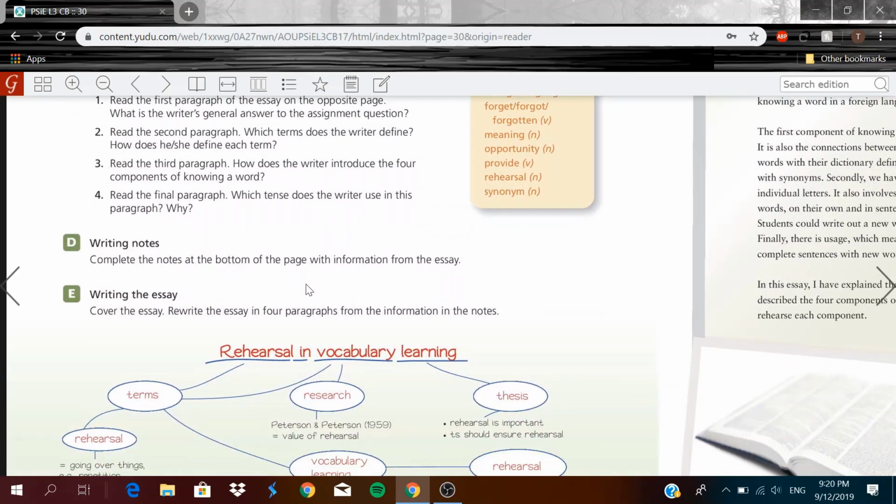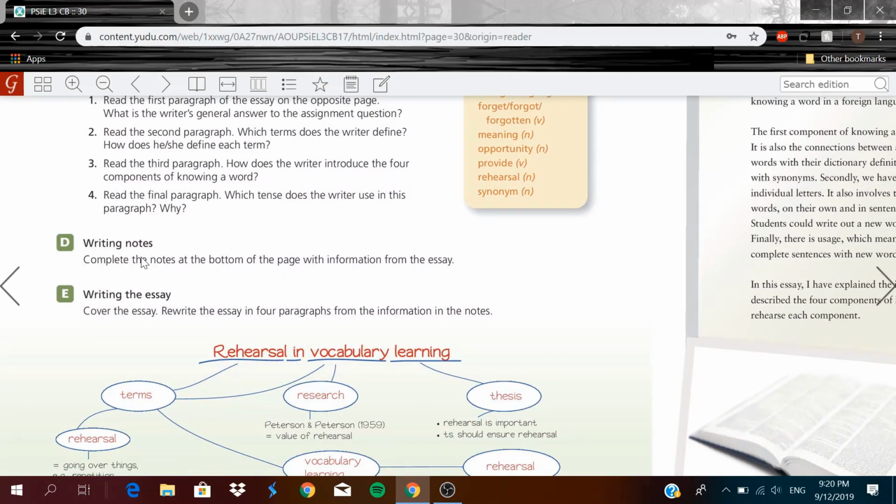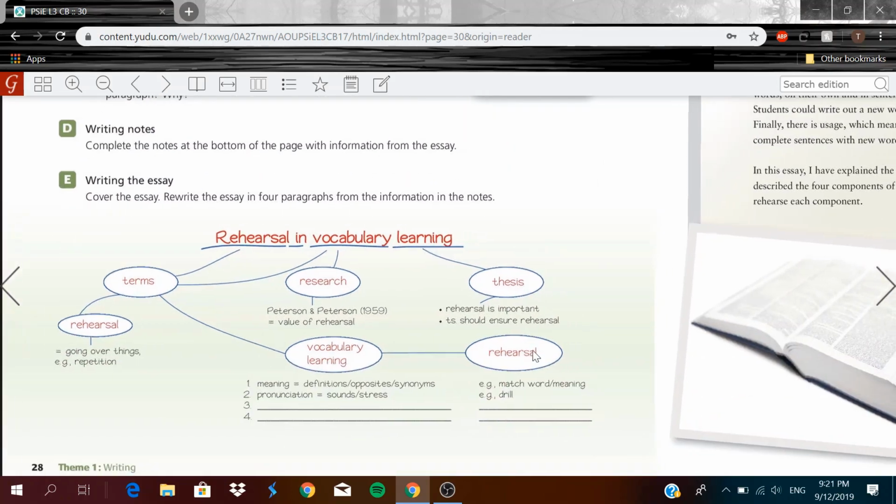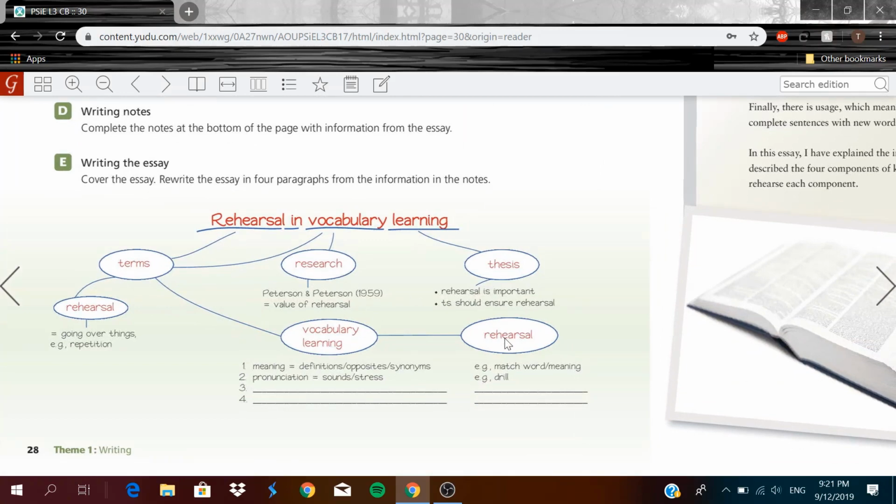What do we have here? Here we have D, writing notes. So complete the notes at the bottom of the page with information from the essay. Okay, so here we have some notes based on the essay that we just read. So we have rehearsal and vocab learning. So we have terms, rehearsal.